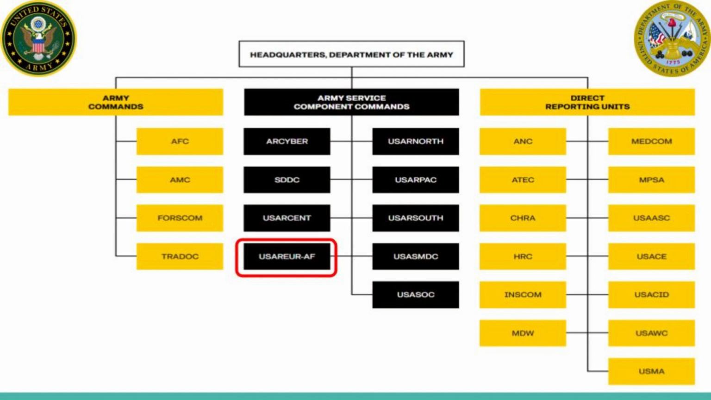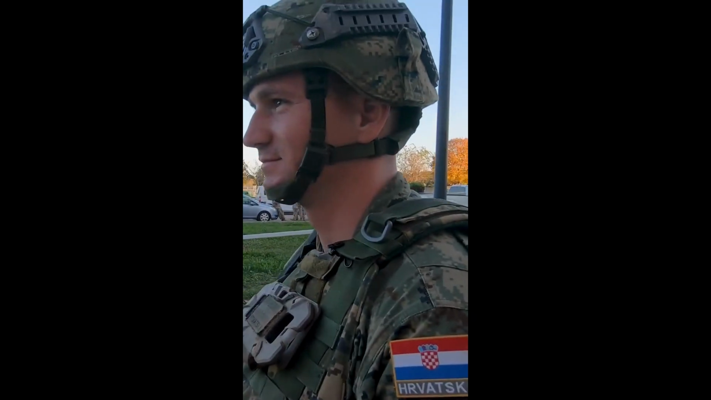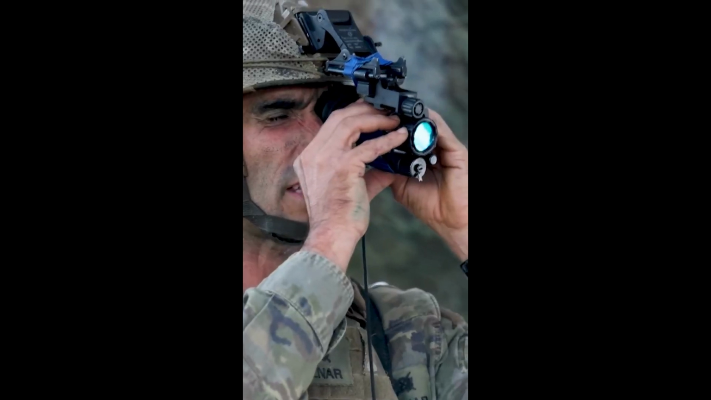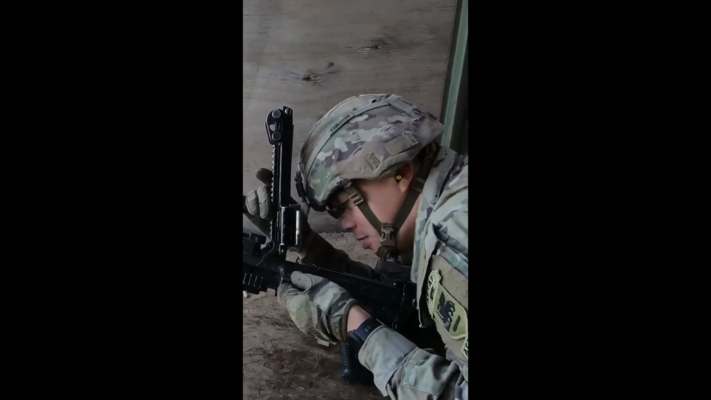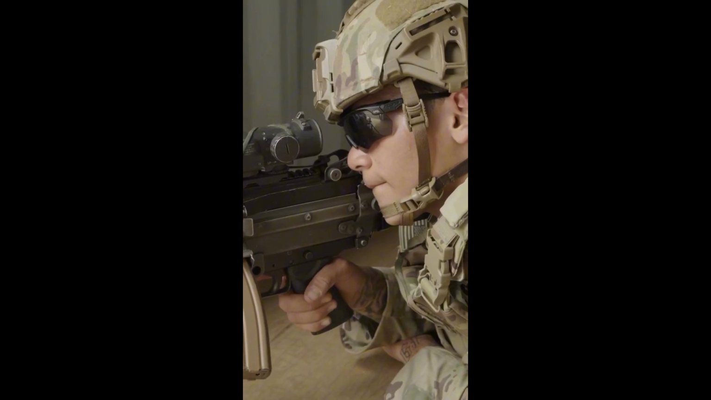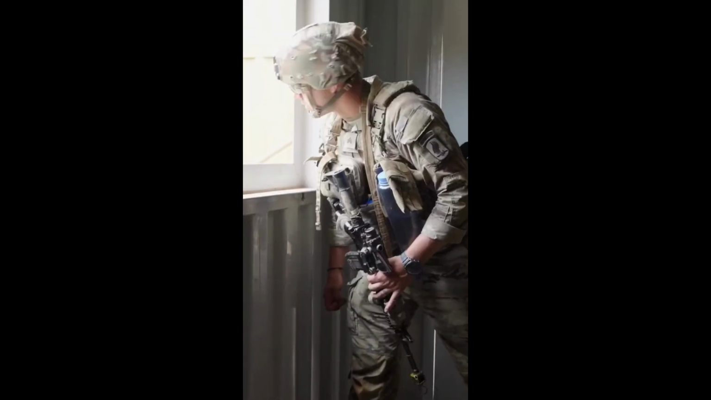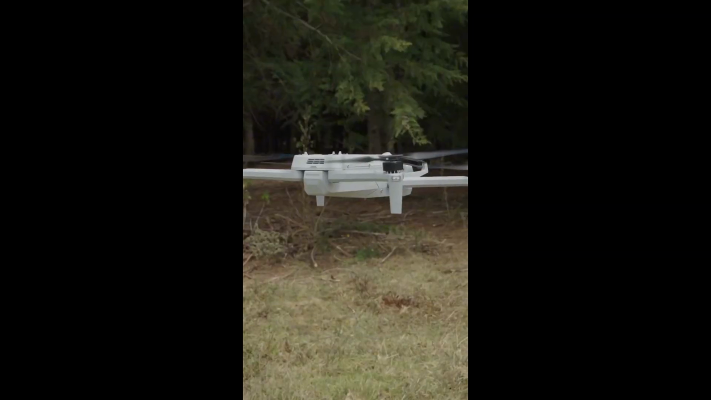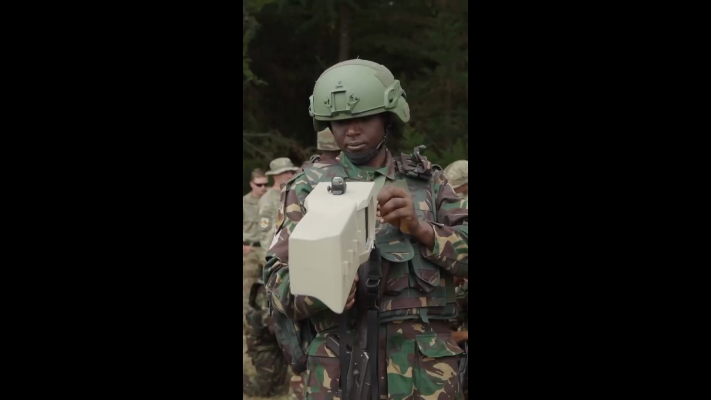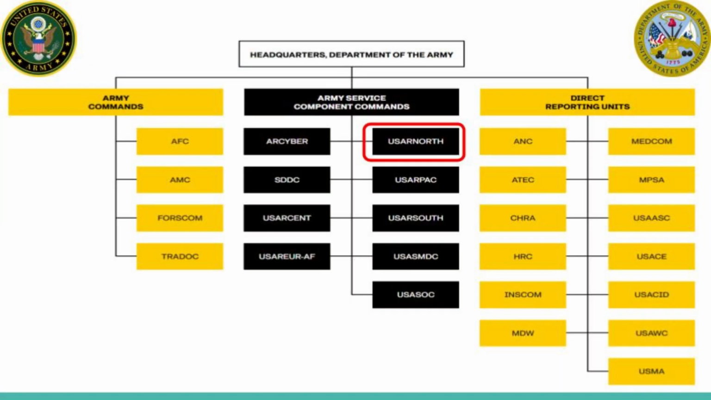U.S. Army Europe and Africa is based out of Wiesbaden, Germany, with the following objective: provide ready, combat-credible land forces to deter, and, if necessary, defeat aggression from any potential adversary in Europe and Africa, along with conducting training exercises with U.S. allies in Europe and Africa.